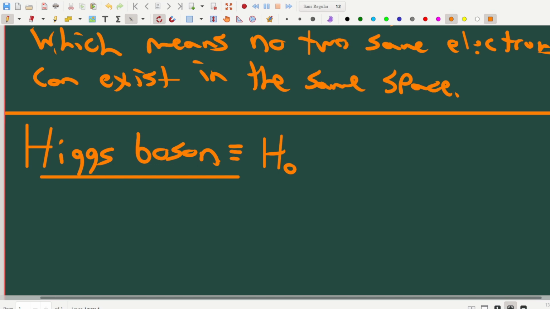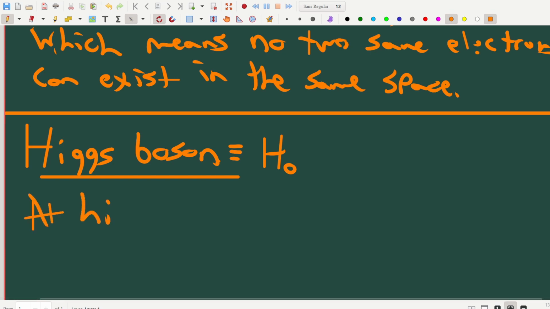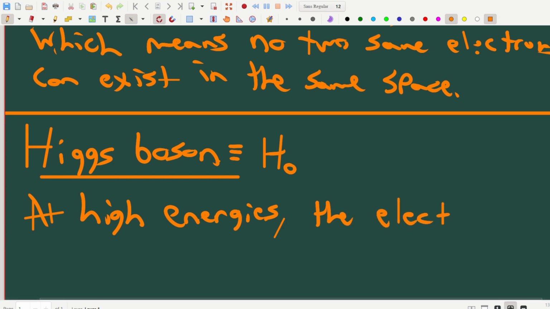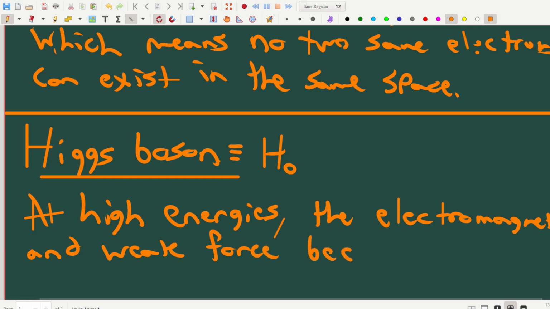So it turns out, this is something that was discovered in the 1960s, and it's won many Nobel Prizes, that when you get to high enough energy, about 100 giga-electron volts, really, really high energies, the electromagnetic force and weak forces merge, become one. They unify.